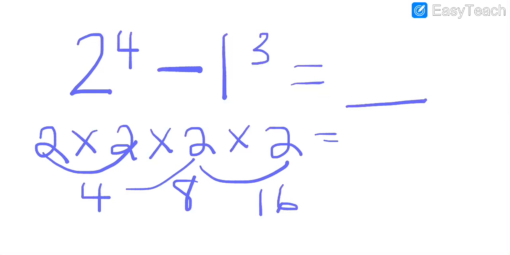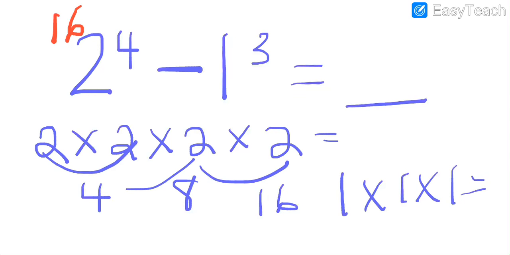Good job. Now, I'm going to see if I can switch my color here. Yep, we can do that. I'm going to write down 16 here up above, or kind of to the side so I can remember. Okay, now we're going to solve the other side. So 1 to the third power. That would be 1 times 1 times 1. So 1, 3 times. If you think about it, what is 1 times 1? 1. 1 times 1 is 1.